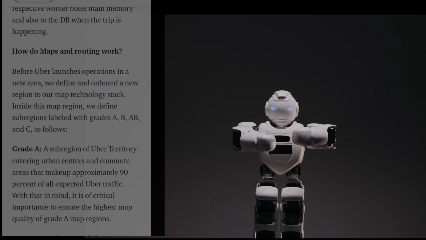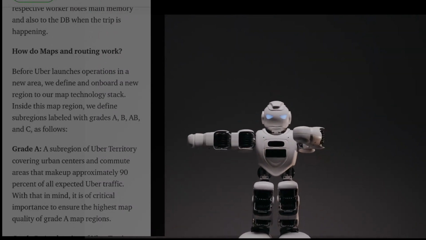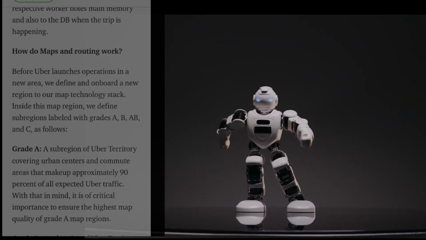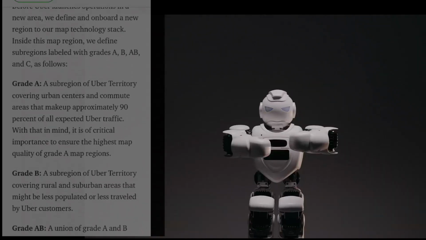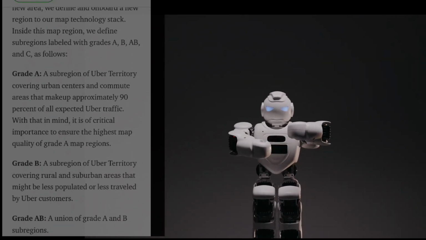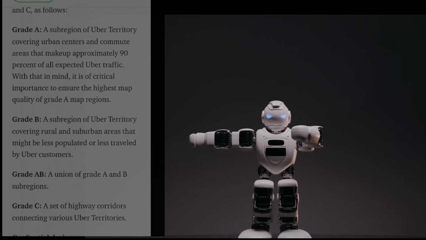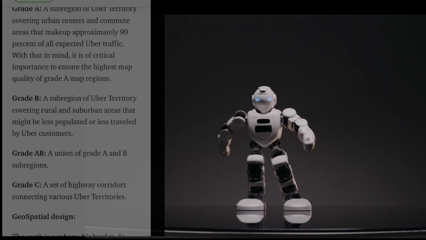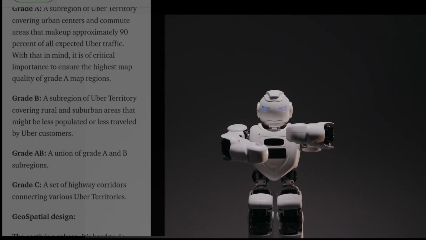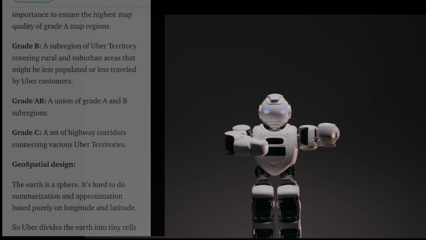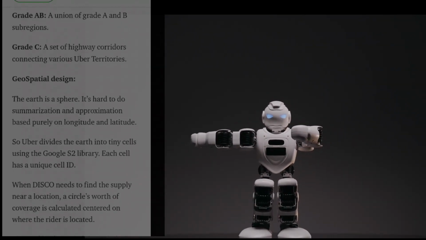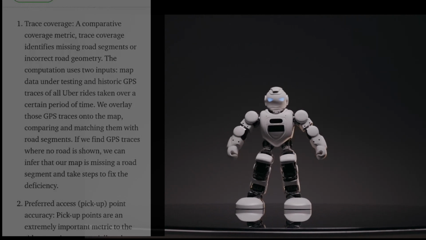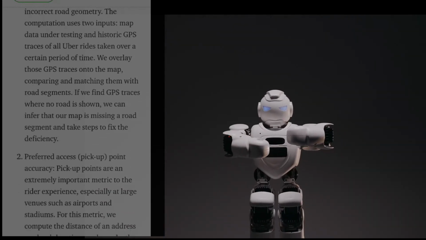Maps and routing: to define a new area, they onboard the new region, and map and label it with grades. Rural and suburban areas are less populated or traveled by Uber customers, so grade A, B, C, highway corridors. That is how Uber builds the map, with trace coverage and preferred access.